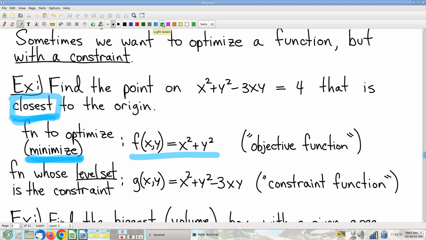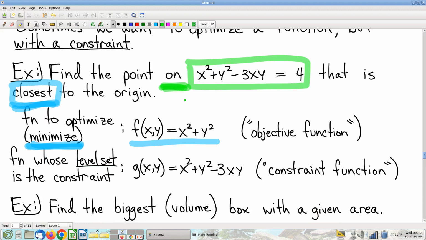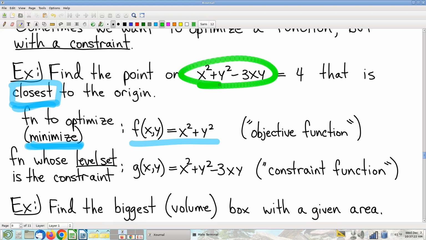There is a constraint. I don't want to find among the entire plane, all of R2, the point closest to the origin. That's an easy one, the origin. Right? The origin is closest to the origin. But that's not the question. I have a constraint. I am only allowed to look at points that are on this curve. Right? So this is what we mean by a constraint. And so I'm going to call this the constraint function. Let's do it like this. The constraint function is the function whose level set, one of whose level sets, gives us our actual constraint.